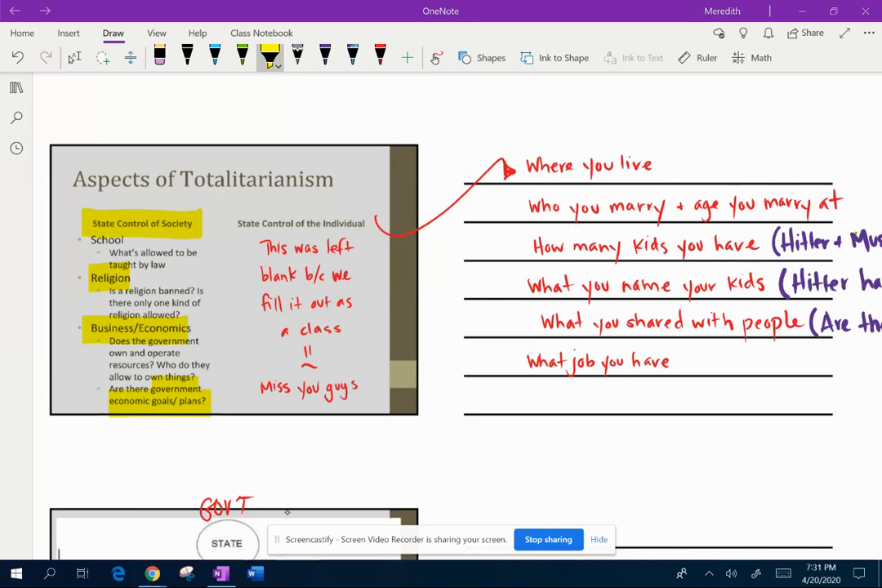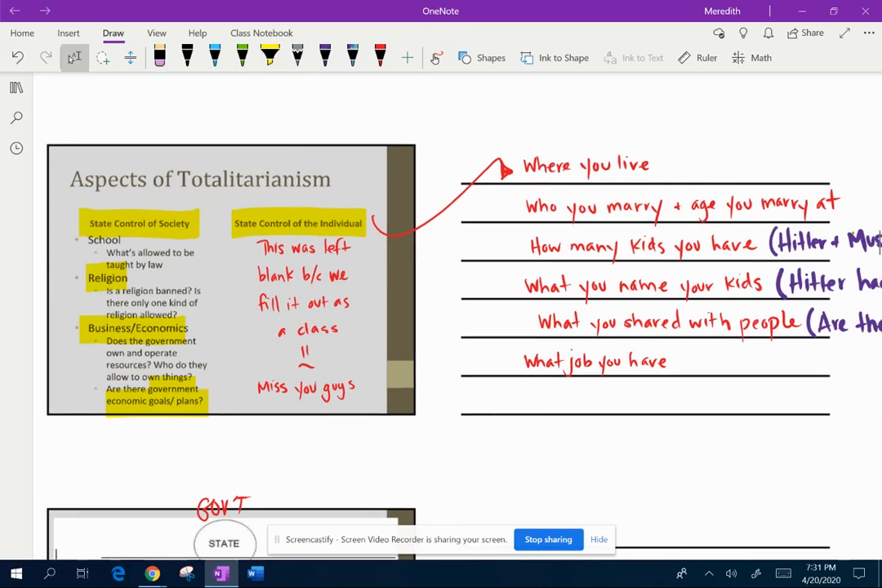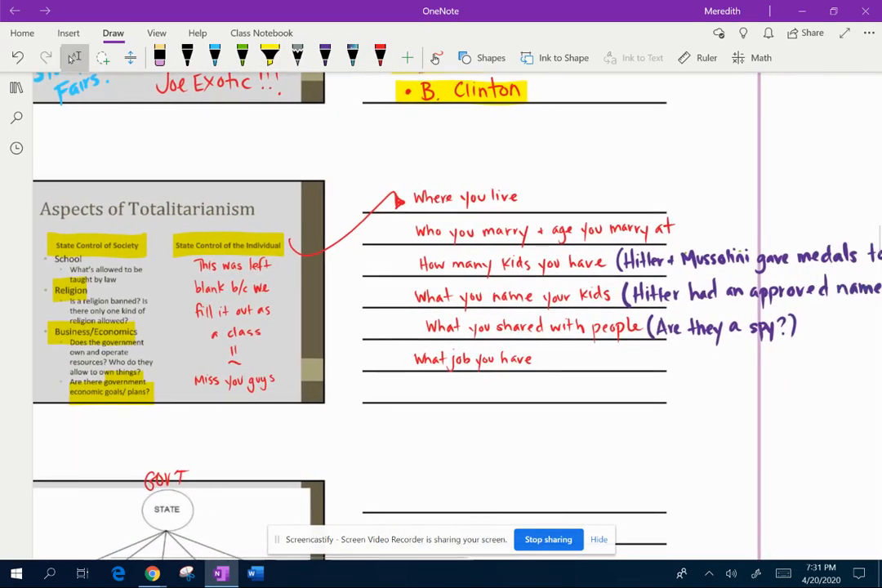Now, I realize as I was going through, when I was doing state control of the individual, this was left blank because I wanted to fill it out with you guys, because I wanted to talk about all these really cool things that are really offensive with you. The state can control you as a person because they can tell you where you're allowed to live. For those of you who have heard about places called Jewish ghettos, those were areas of cities where Jews were not only allowed to live, but they were forced to live. You have countries all over the world that still do that to particular populations.